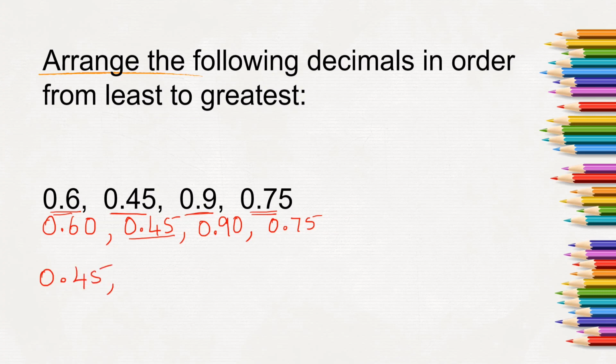0.45. Next smaller decimal is 0.60. Next smaller decimal is 0.75 and the greatest is 0.90. So whenever we are comparing unlike decimals, first we'll have to convert them into like decimals and then compare.